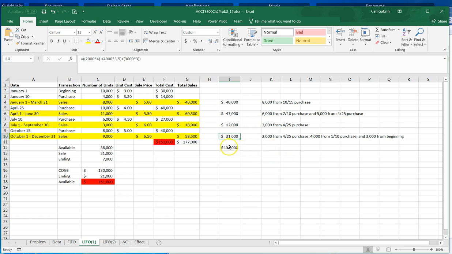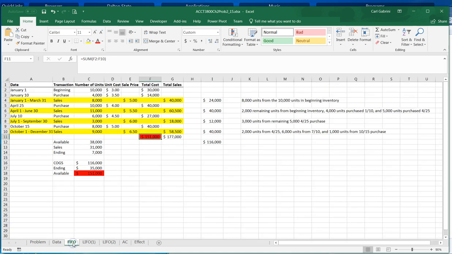And so we add these numbers up and we get $130,000 for our cost of goods sold. The ending inventory is valued at $21,000. Again, we sum those, it's $151,000, which matches our total cost of $151,000. We know that matches, so we're good to go.